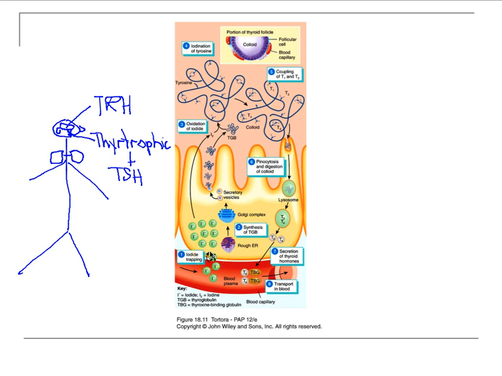Simultaneously, you're taking an iodide here. It's being trapped, and it's being sent into the inner portion here, that colloid portion. And we're going to add it to the TGB. We're going to oxidize it first, we're then going to iodinate the tyrosines on the TGB. So we're going to start coupling those, and you're going to see the I's are added, and you got 1, 2, 3, 4. Finally, you have 3 or 4 of them. When they get to a specific profile, they're pinocytosed and digested inside the lysosome, inside the cell. This is where you actually make T3 and T4.